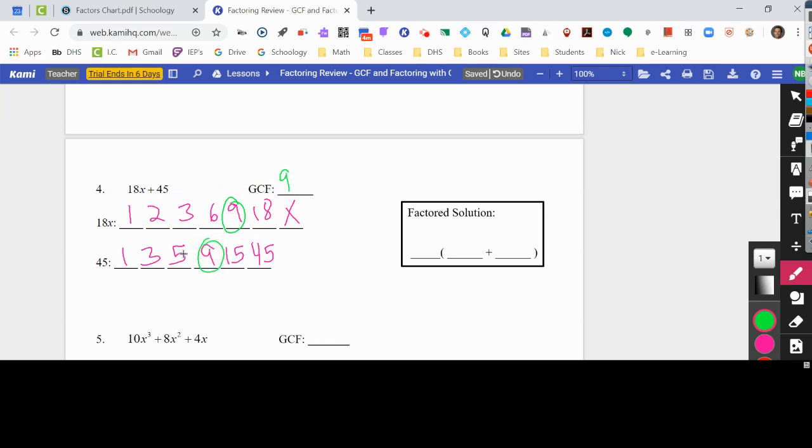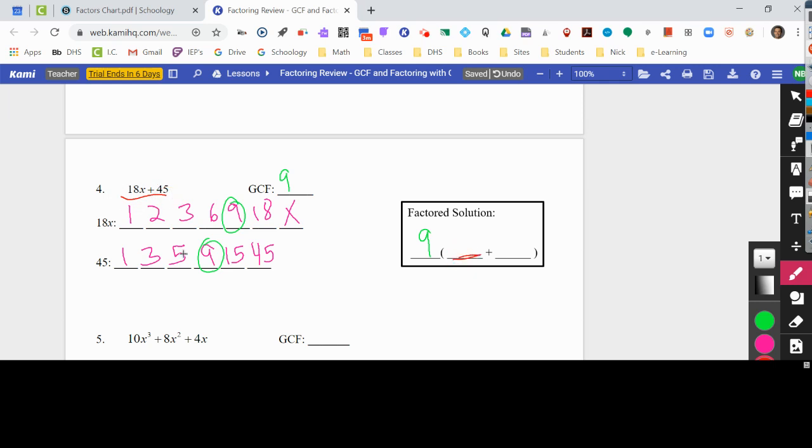And now I look to see, are there any x's, any variables in common? And the answer is no. So then my GCF is just 9, right? So my 9 is going to go out in front. And now I've got to get back to this expression, but I'm pulling out this 9, right?